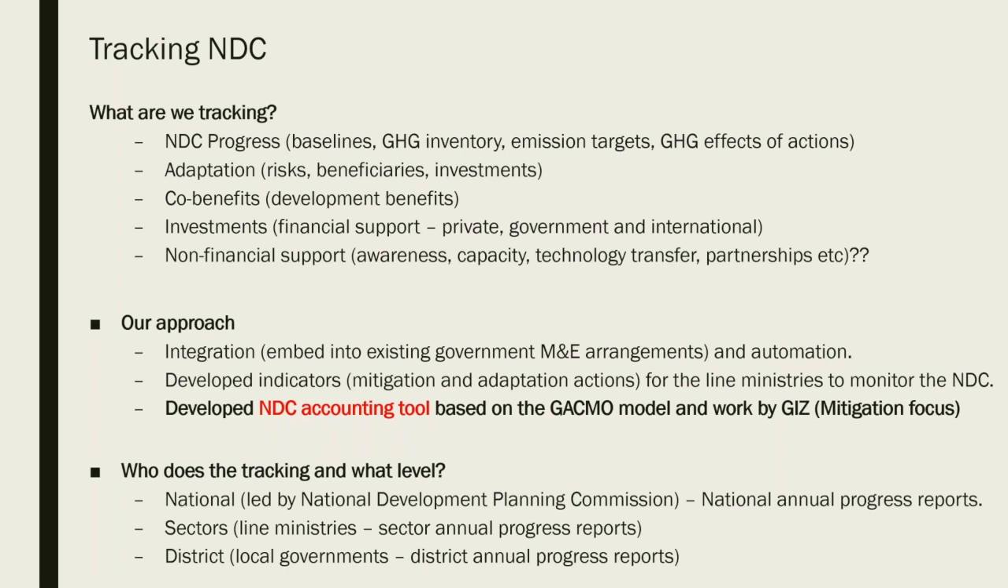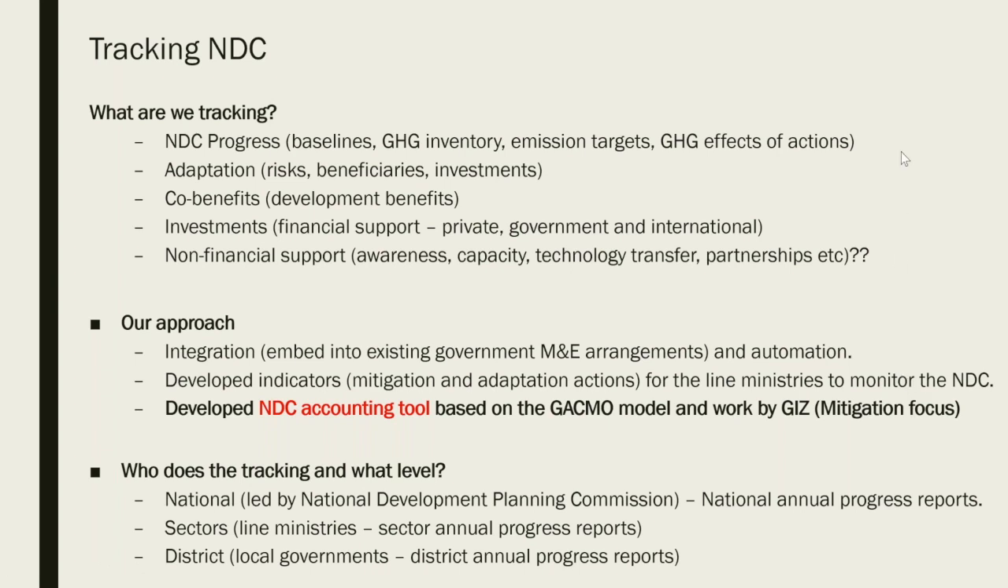We also need to track adaptation effects. So we are looking at different aspects of adaptation and their effects, risk, beneficiaries, and different investments. Already, Henning also mentioned the co-benefits of these actions as well. We intend to track all these elements, and we also need to discuss how we intend to track it, and what our approach is.